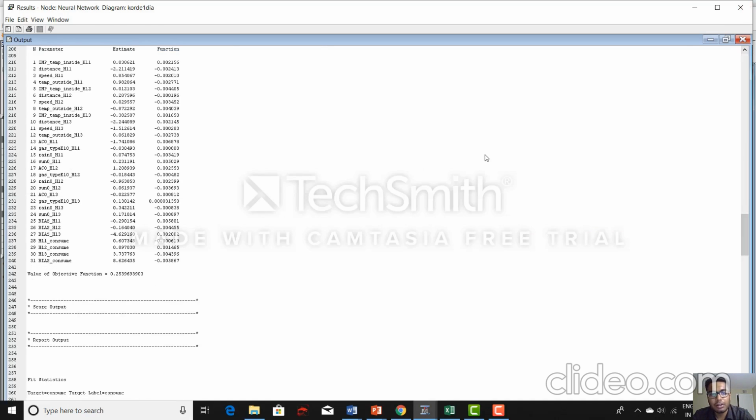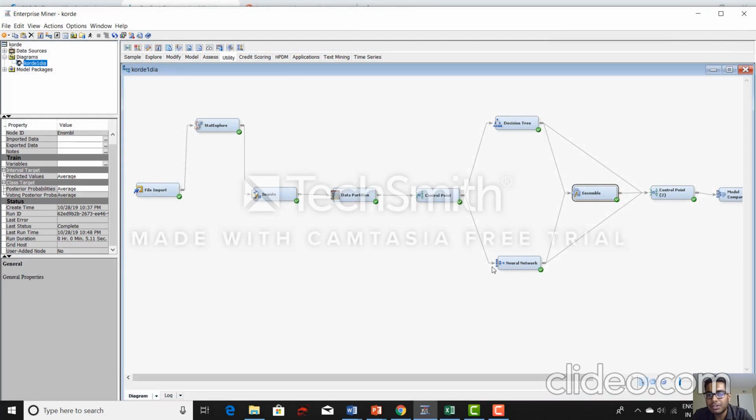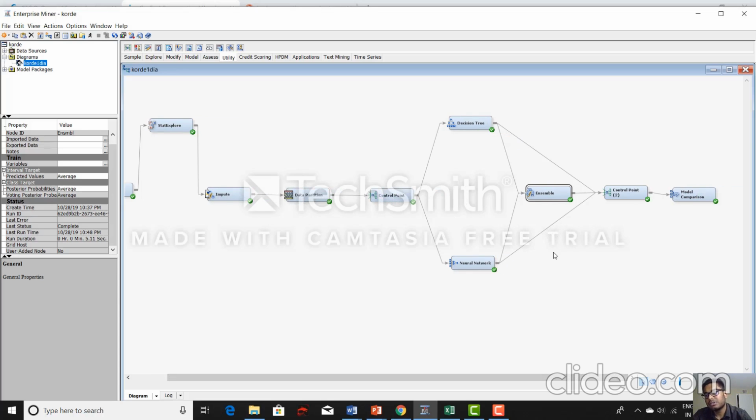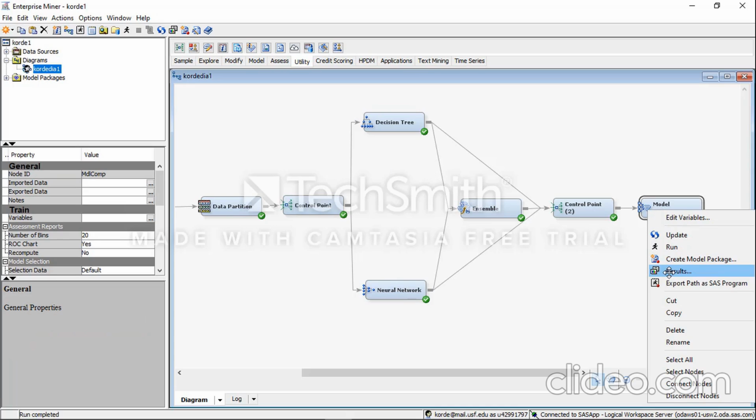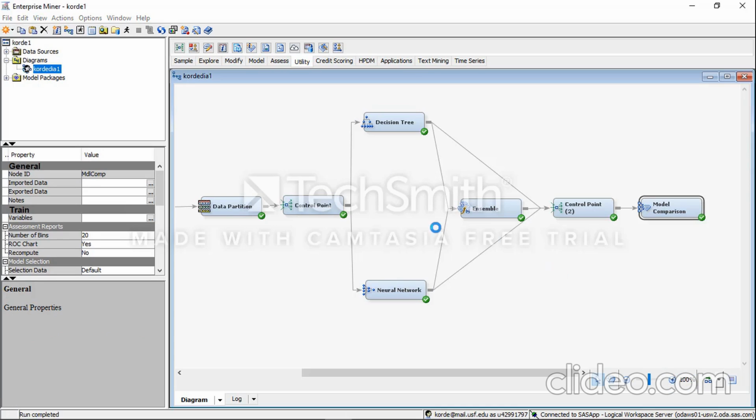The fourth concept that I've used is ensemble. Ensemble is a method in which we combine two or more weak models to form one stronger model. As you can see here, I've used all these three models and compared all three models, and also used a control point for the flow of data. If we go here and look at the model comparison and evaluate the results of all three models, we will be able to see which model has performed the best and which is the most efficient model among all three.